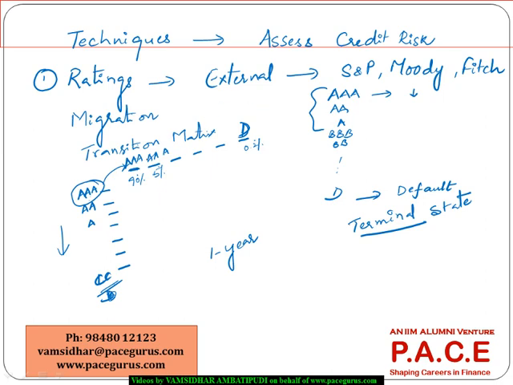And what is generally observed is, across this diagonal we see that the numbers are much higher, which means the probability that a particular company which was with a particular rating at the beginning of the period will continue with the same rating at the end of the period.